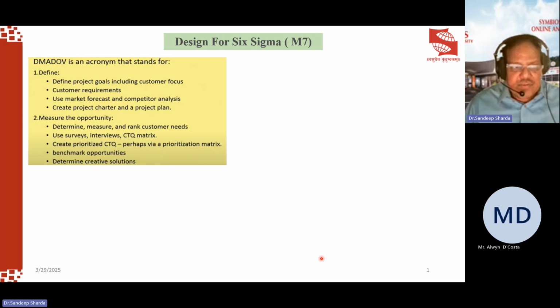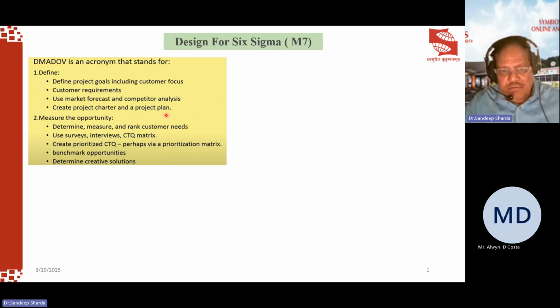Now, Design for Six Sigma is an acronym. Define: define the project goals, including the customer focus, again the same customer requirements, use market forecast and competitor analysis, and create the project charter for a new plan. So Design for Six Sigma is used for new projects, new product development, new features, and maybe new innovations, maybe some radical change in the product, services, or any systems. Then we are going to use DMADV, that is Design for Six Sigma.